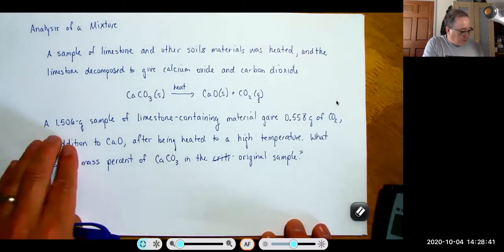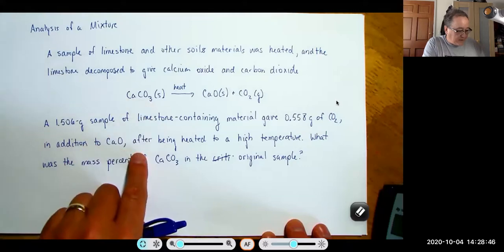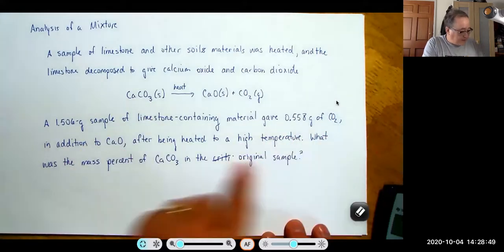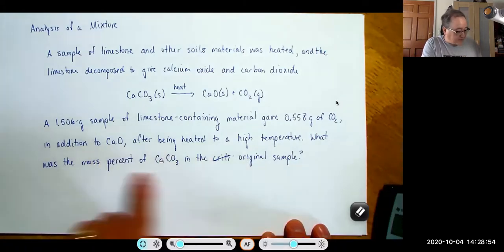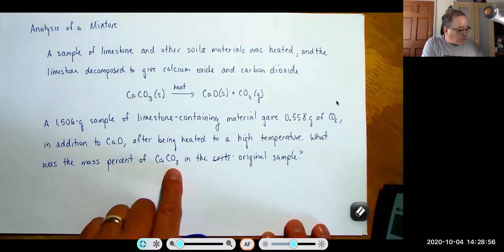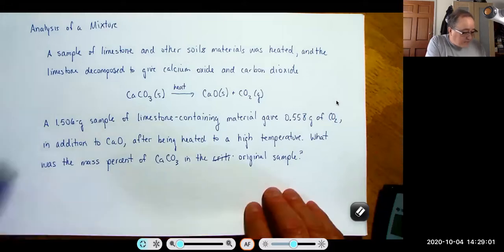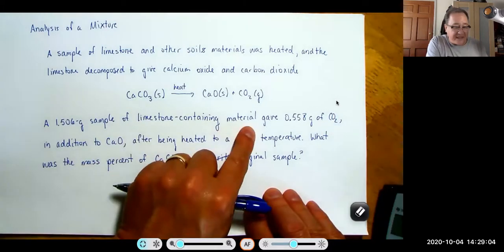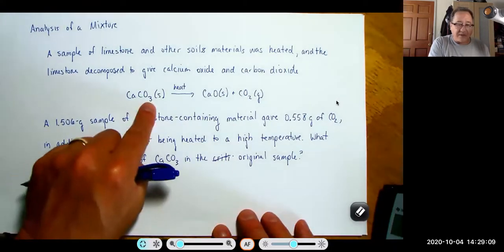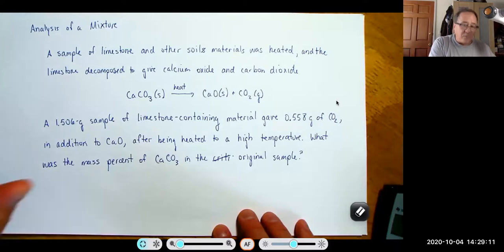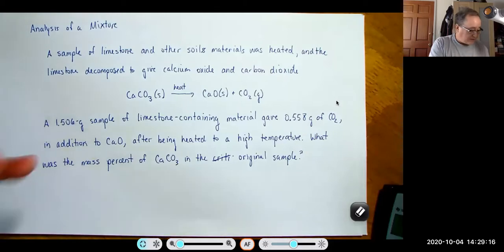So we have a 1.506 gram sample of the limestone, which gave 0.558 grams of CO2 in addition to calcium oxide after being heated. What is the mass percent calcium carbonate in the original sample? Okay, so this says limestone containing material, which is kind of the key, that we have a mixture to begin with. So we don't have pure calcium carbonate. We only have a material with limestone that is calcium carbonate.